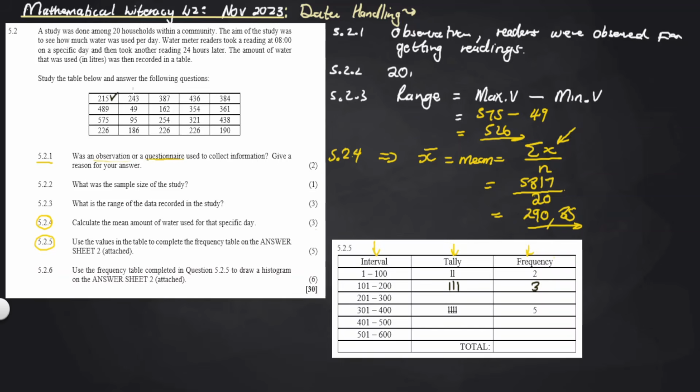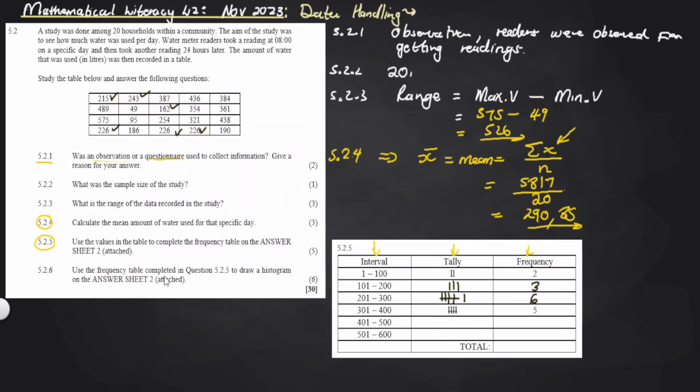201, 1, 2, 3, 4, 5, 6. We have 6. I don't see any other value below 300 and greater than 201, so I'm just going to put in 5 and then 1. So I'm going to say 6, and then when you add all the frequencies, they should add up to 20.